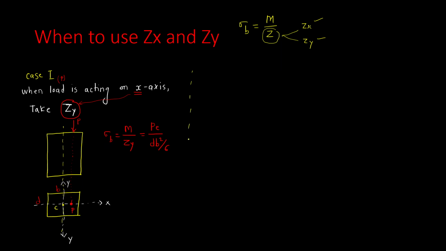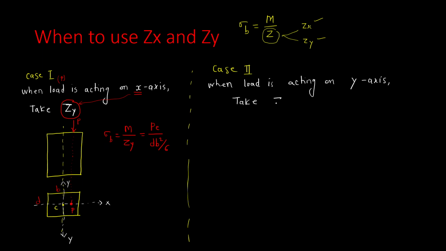Now case 2 is when the load is acting on the y-axis. When the load is acting on the y-axis, what do we have to take? Take Zx. If it is the y-axis, then we have to take Zx. If it is the x-axis, then Zy.